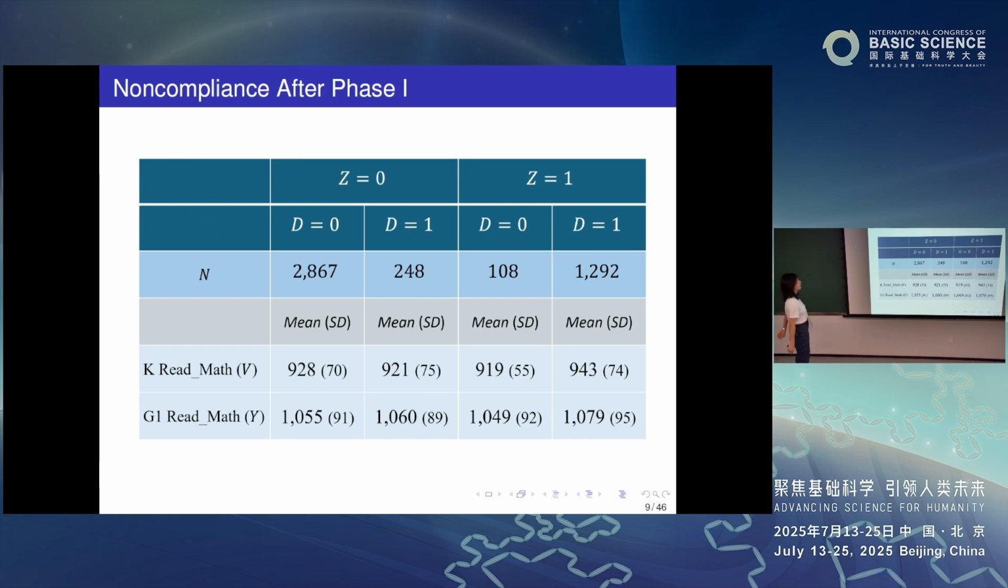This type of variable, we call a post-treatment confounder. Post-treatment is regarding Z: it's after Z, and it's potentially affected by Z. And the confounder is confounding the relationship between D and Y. Okay, this is the idea.